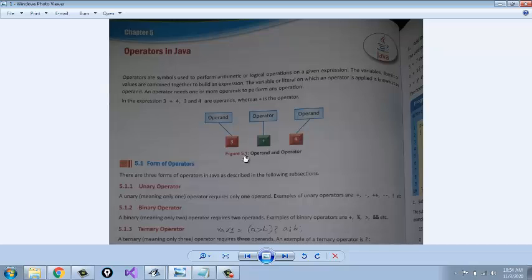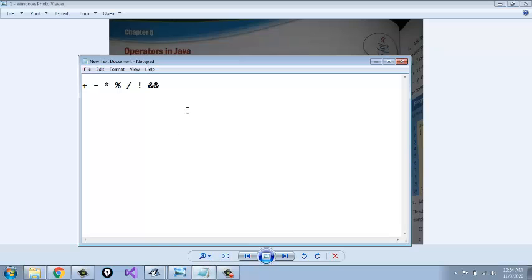In this figure 5.1 you can see an expression is written, 3 plus 4. Actually this 3 and 4 are known as operands, isn't it? Both are operands and this plus symbol is known as the operator, isn't it? For example, see 5 plus 6, 7 minus 8. These are the two expressions, isn't it?